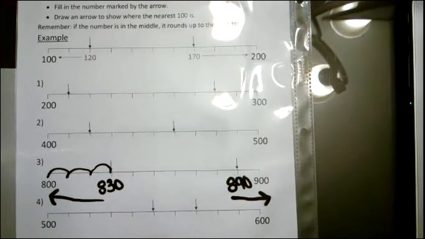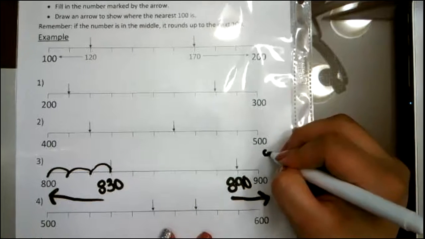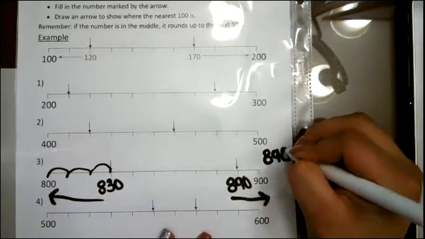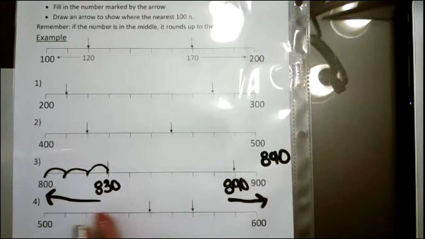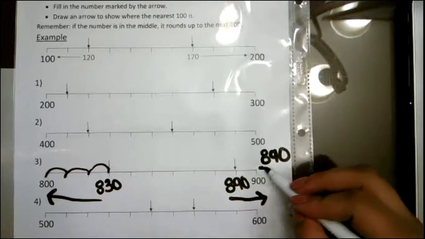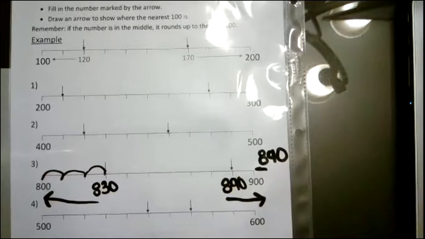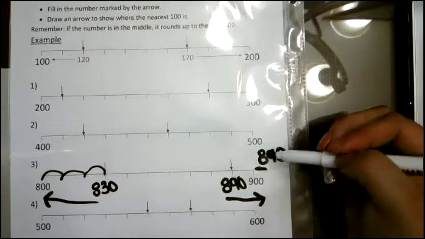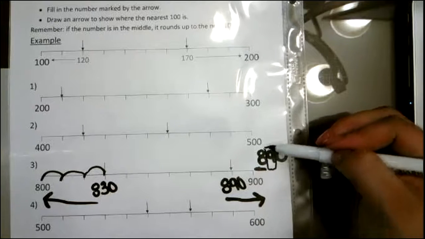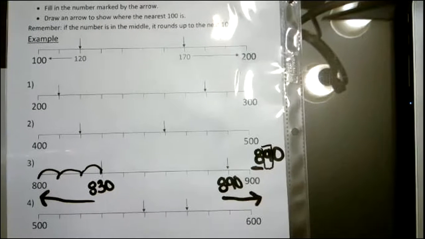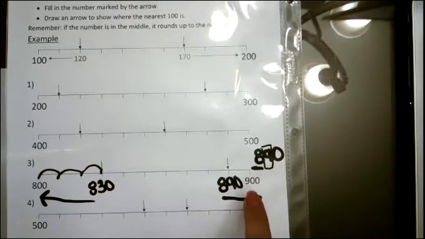So great job, friends. Remember, if you need help remembering and want to check your answer, we're rounding to the nearest hundred, so we underline our hundreds place. We put a square or circle around our tens place, and that's going to tell us if we're going to round up or round down. So is 9 5 or more? Yeah, it is. So that tells us that we're rounding to 900.